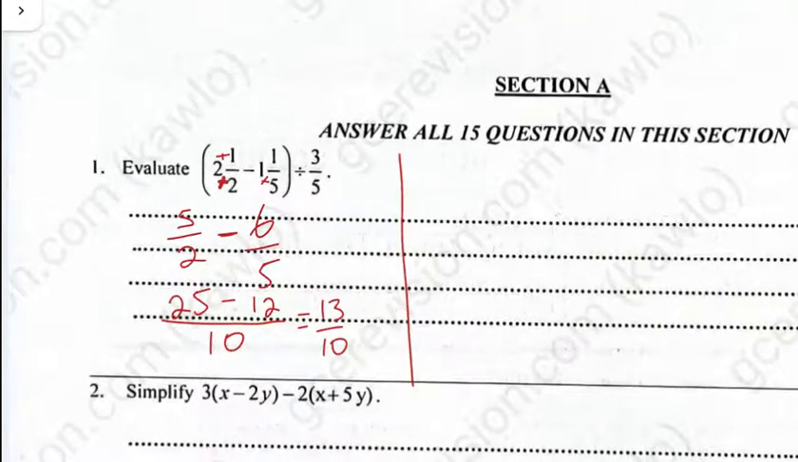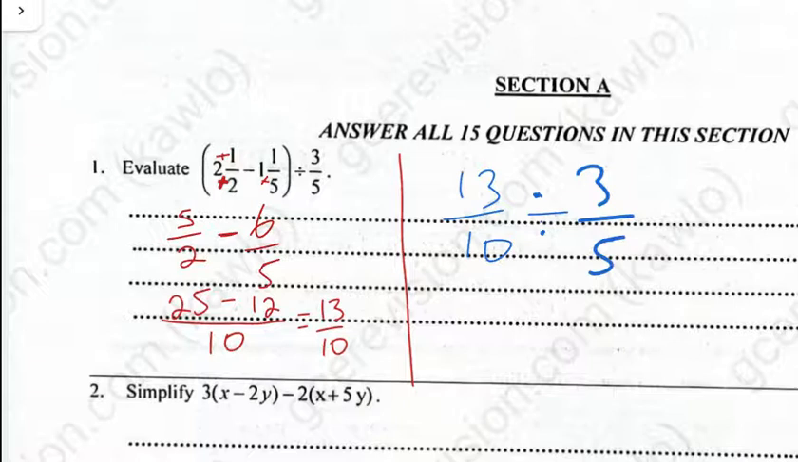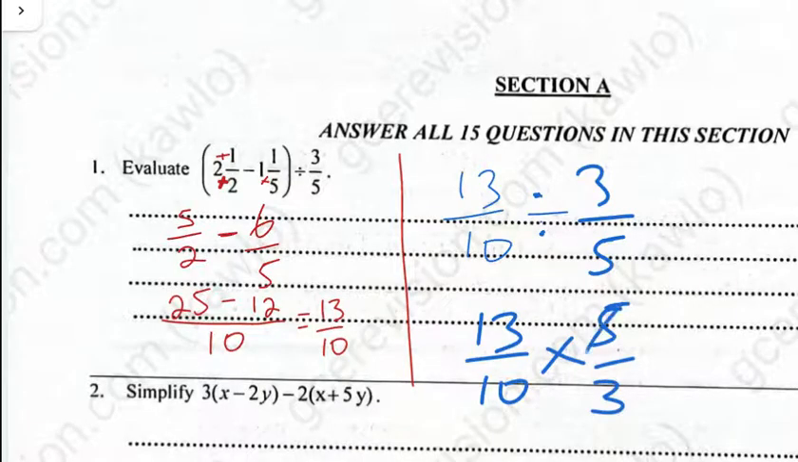Now, you can always share your screen like this, or your paper. So we now have 13 on 10 divided by 3 on 5. So we are going to do the inverse. The inverse of 3 on 5 is 5 on 3. So we are going to be multiplying by the inverse of that number. So we have 13 over 10 times 5 on 3. 5 here 1, 5 here 2. So the result is 13 on 6.